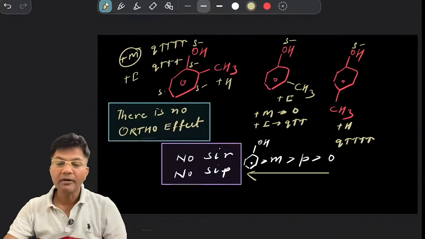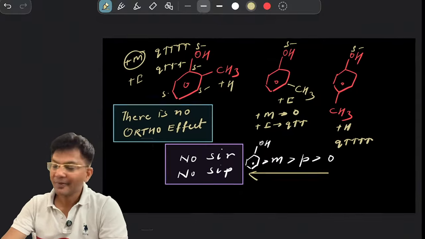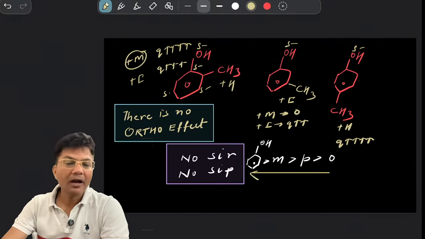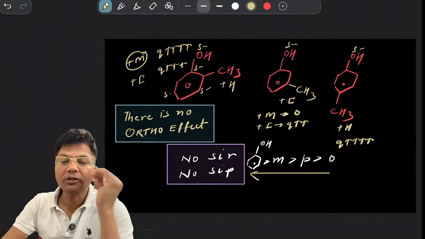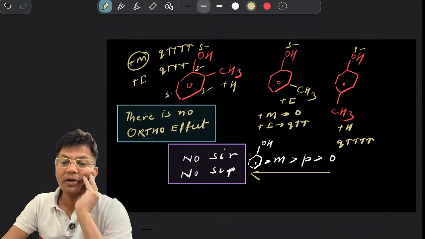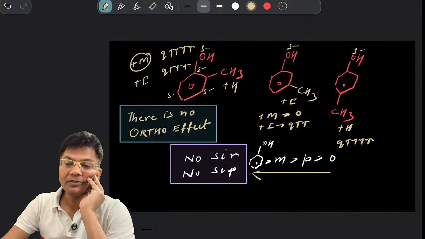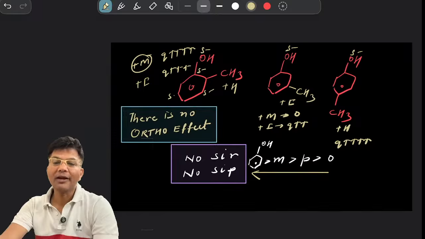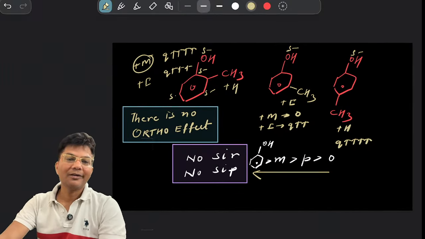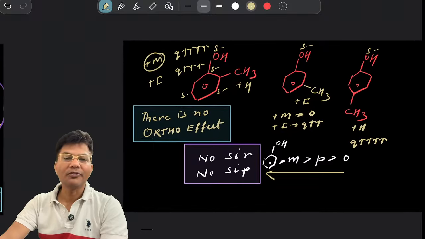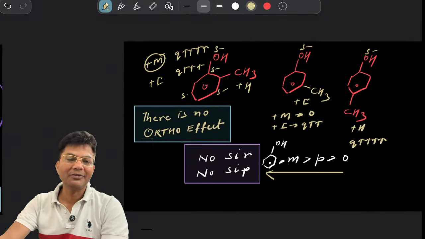Just see everyone, this is clear. Meta, para, ortho. Cresol, nitrophenol, everyone teaches. Wow, 11. Shall we sing? Two kids are really very much regular, fantastic, super awesome. Do let me know, my dear students.